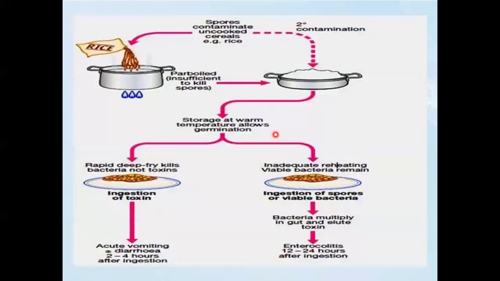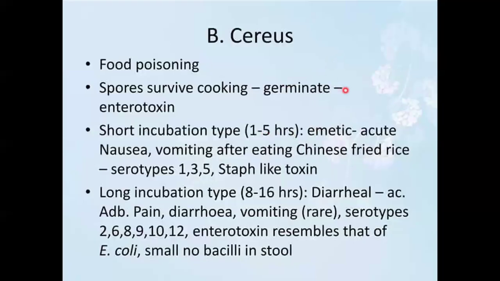That's what I want you to remember. It is caused by reheating rice. You ingest the spore. The toxin causes you to vomit. Then after 8 to 16 hours, you have the diarrheal type. So it's different types of toxins.